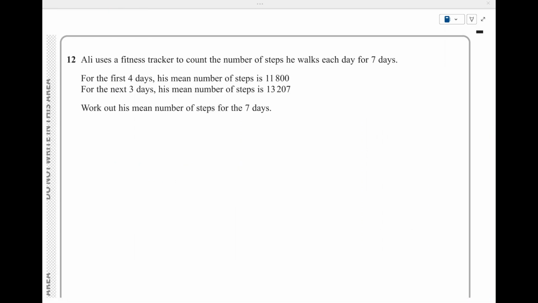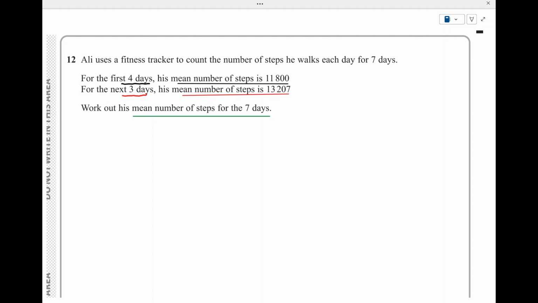Question 12. Now, what's this question about? Aha, look, we're given the number of days. For the first 4 days, the mean number of steps is 11,800. And then for the next 3 days, the mean number of steps is 13,207. And we're asked to work out his mean number of steps for all 7 days. So this is a question involving combining those means.